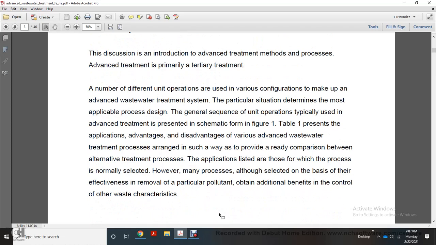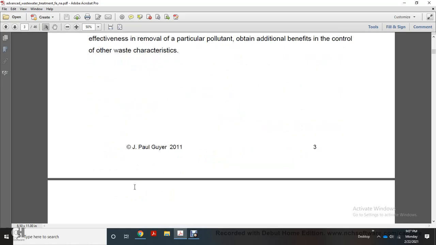The general sequence of unit operations typically used in advanced treatment is presented schematically in Figure 1. Table 1 presents the applications, advantages, and disadvantages of the various advanced wastewater treatment processes, arranged in such a way as to provide a ready comparison between the alternative treatment processes. The applications listed are those for which the processes are normally selected. However, many processes selected on the basis of their effectiveness in removing particular pollutants obtain additional benefits in the control of other waste characteristics.